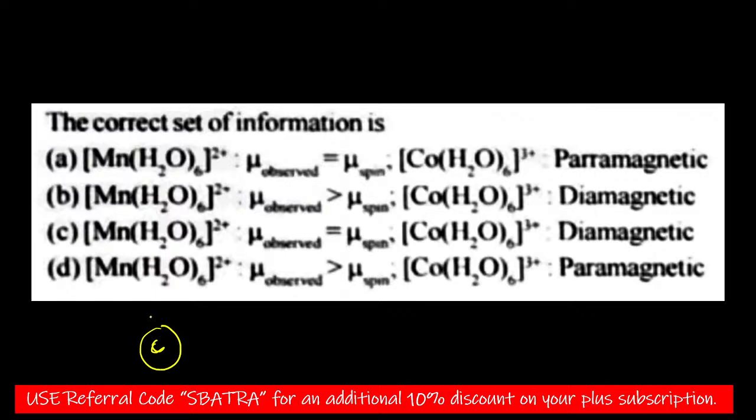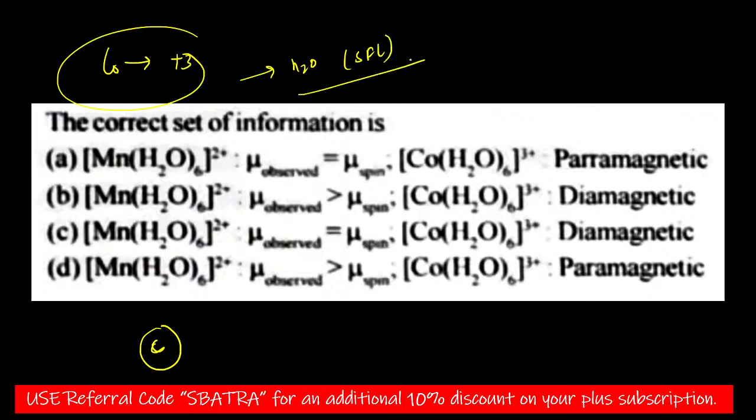See, H2O is not, first of all, we cannot define the strength of ligands. It depends on the coordination number the complex is making and your metal. Over here the cobalt is in +3 oxidation state, so with +3 cobalt, H2O is a strong field ligand. So is this question clear to all of you, that the correct answer would be option C?